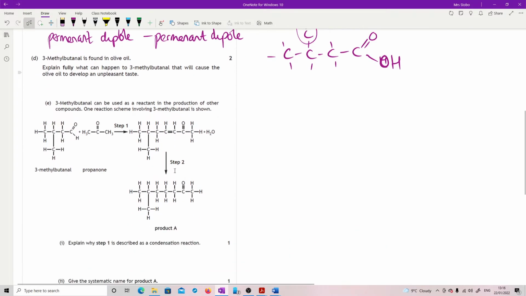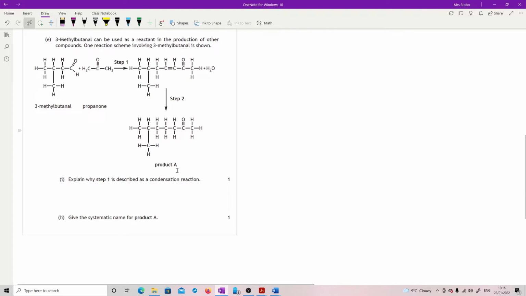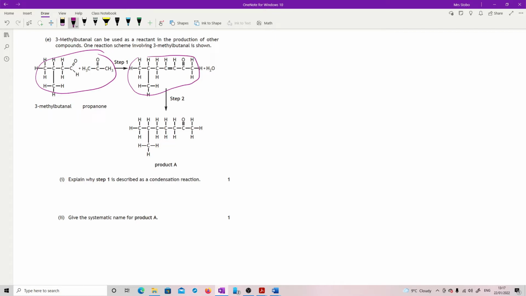Okay. For E, 3-methylbutanol can be used as a reactant in the production of other compounds. Explain why step 1 is described as a condensation reaction. Okay, so what we've done in step 1 is to take two molecules, join them into one bigger molecule with the removal of a small molecule to do that. That is a definition of a condensation reaction. So that's what you need to say. That you have joined together molecules with the removal of a small one, and water is the small molecule.